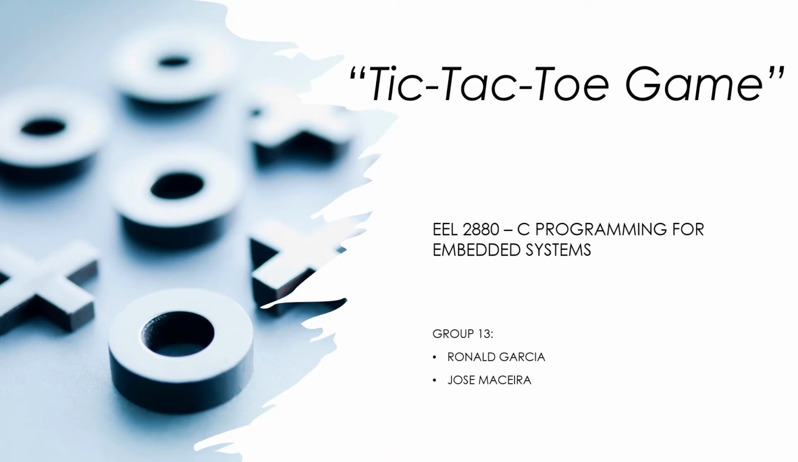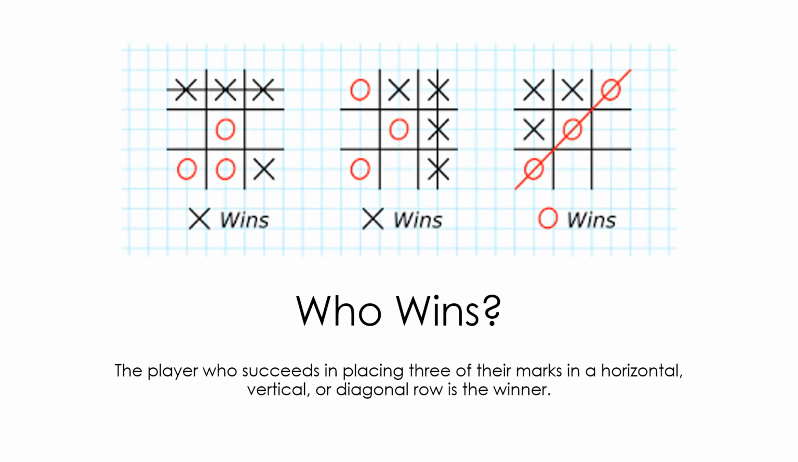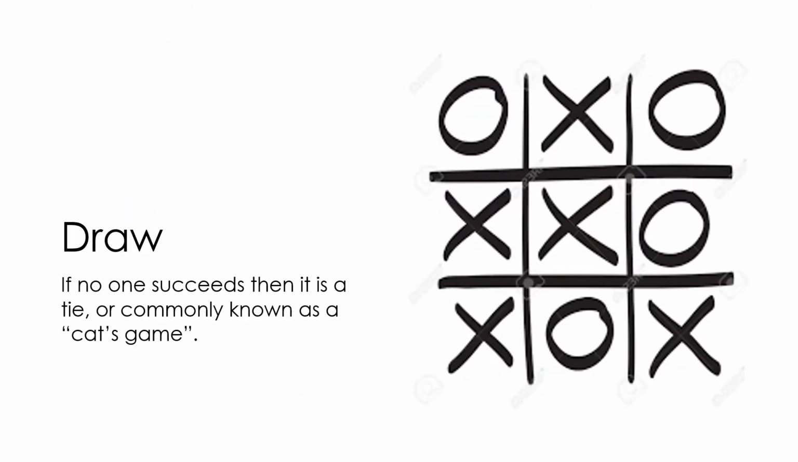Today we're going to discuss and show how to create a Tic Tac Toe game using C programming. As everyone should know, Tic Tac Toe is a game in which two players alternatively put X's and O's in compartments of a figure formed by two vertical lines crossing two horizontal lines. The player who succeeds in placing three of their marks in a horizontal, vertical, or diagonal row is the winner. If no one succeeds, then it is a tie.